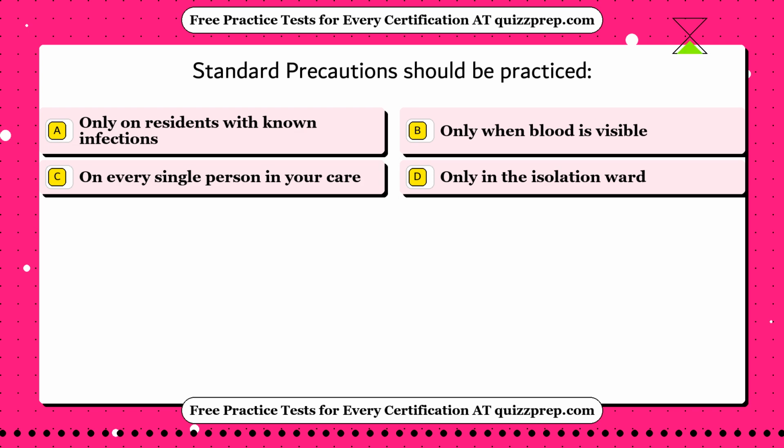Option A. Only on residents with known infections. Option B. Only when blood is visible. Option C. On every single person in your care. Option D. Only in the isolation ward.